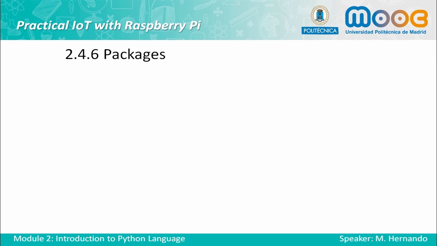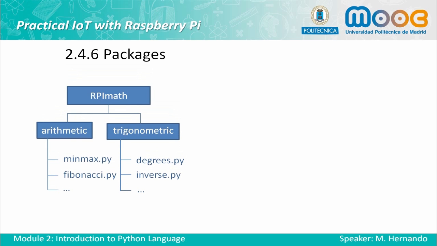Packages are a way of structuring Python's module namespace by using dotted module names. For example, the module name rpimath.arithmetic designates a submodule named arithmetic in a package named rpimath. Suppose you want to design a collection of modules, a package, for some mathematical operations. There are a lot of math functions, so probably you will need to classify them in order to be able to maintain and work with them. Here is a possible structure for your package rpimath.